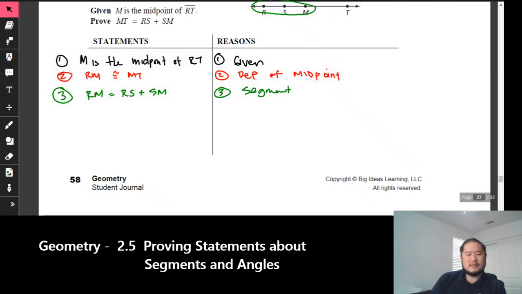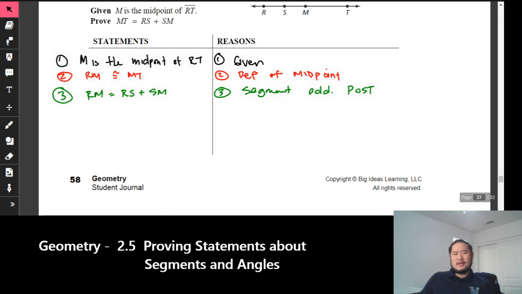Segment addition postulate. Right? If I take RS plus SM, that's going to equal the whole thing of RM. So therefore, we can go ahead and say segment addition postulate. It's not easy right now in the beginning, right? You got all these little facts and tidbits that we've learned so far in chapters 1 and chapter 2, and we're learning how we can put all of this stuff together.